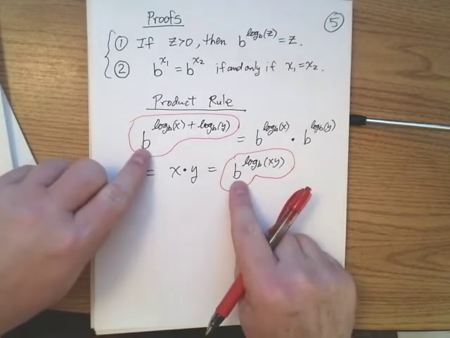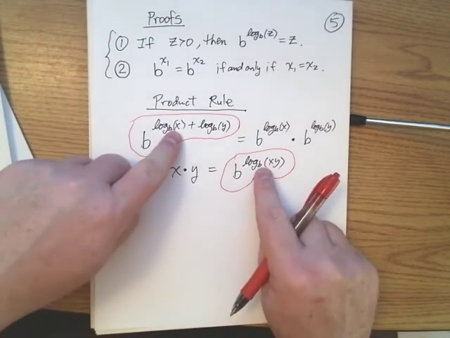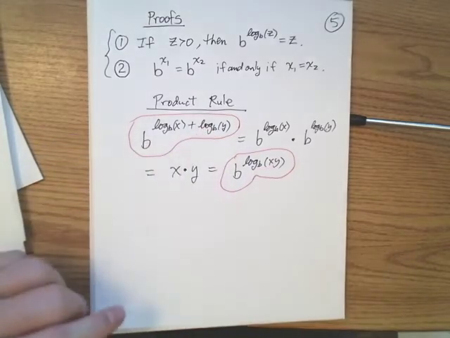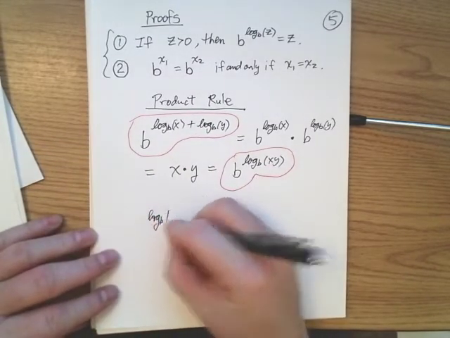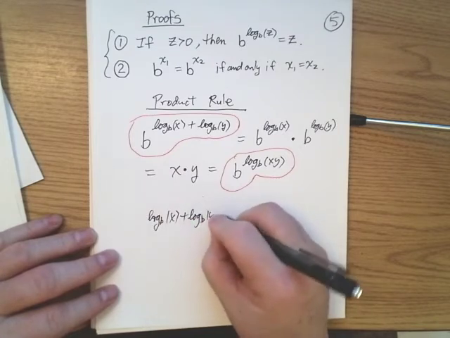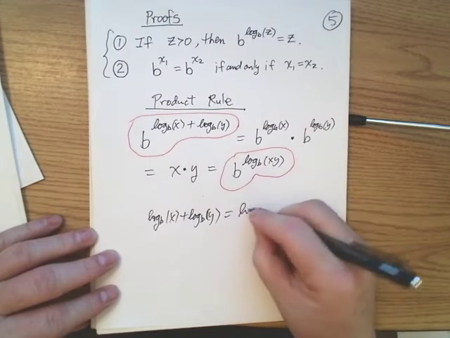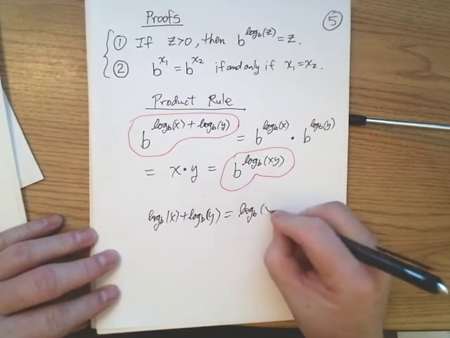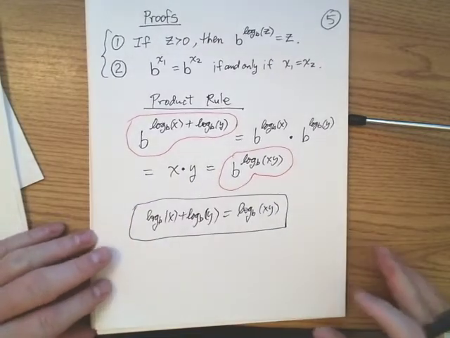But wait a minute, these have the same base. So by principle 2 here, these two exponents must be equal. Well, what's the exponent on the first one? Logarithm base b of x plus the logarithm base b of y must be equal to the logarithm base b of x times y. Aha, we just proved the product rule.